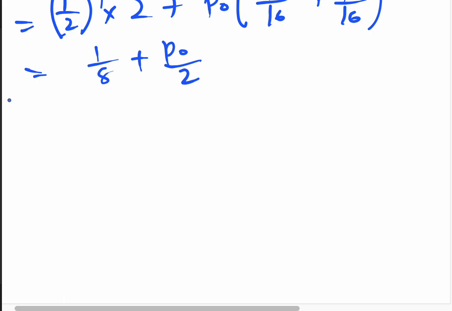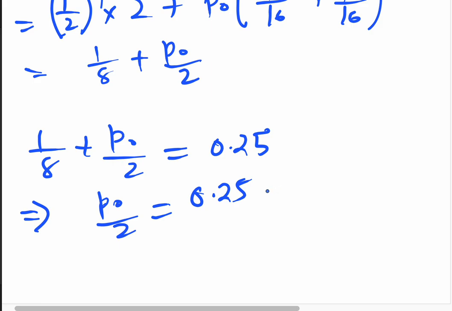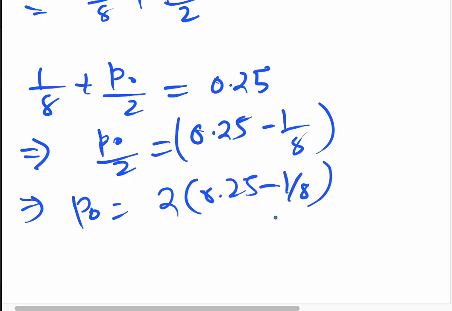And we know that this alpha is 0.25, so then p0 by 2 will be 0.25 minus 1 by 8. So this will be p0, this is 2 into 0.25 minus 1 by 8, so this is 0.5 minus 1 by 4, so this will be again 1 by 4.